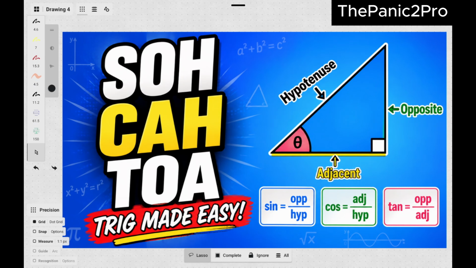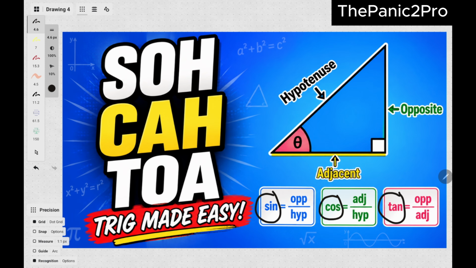Hello everyone. Today we're going to talk about some trigonometric ratios. They're called sine, cosine, and tangent. Basically, these are defined based on a triangle.